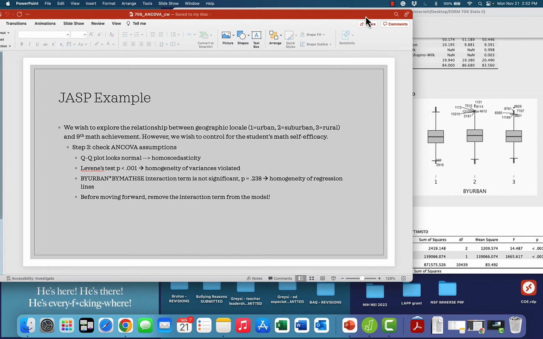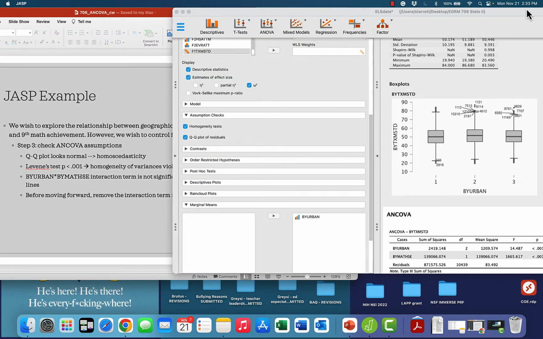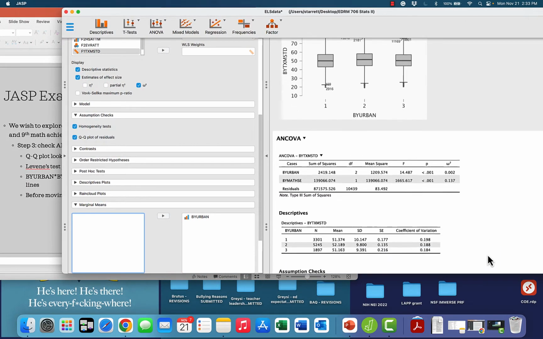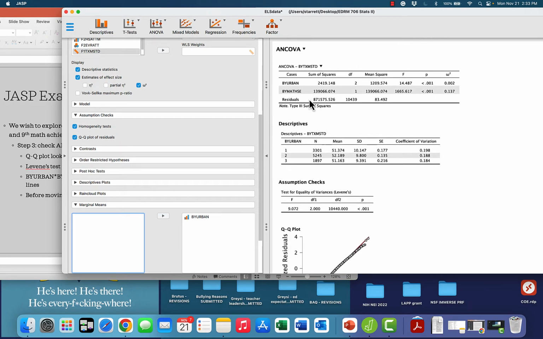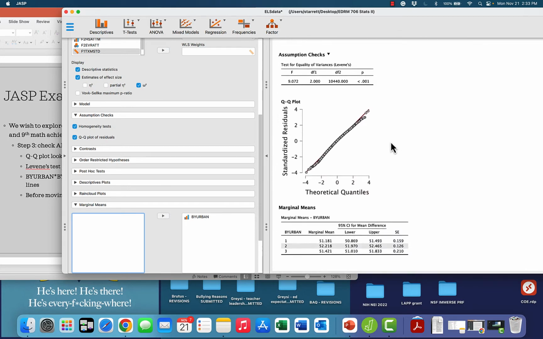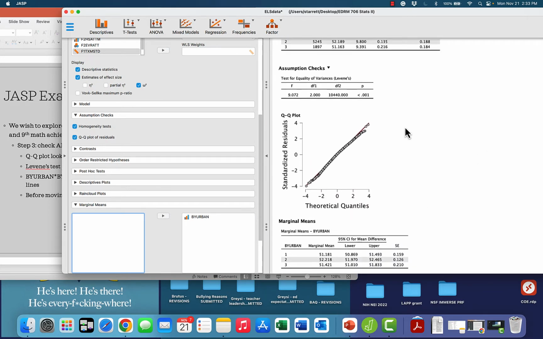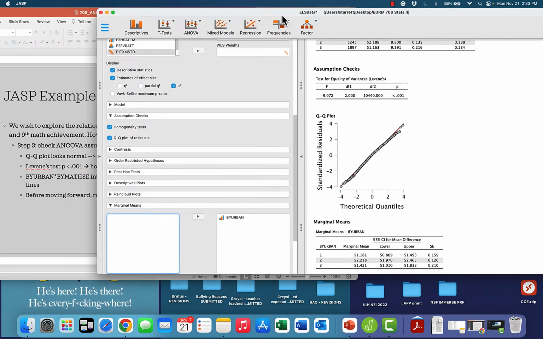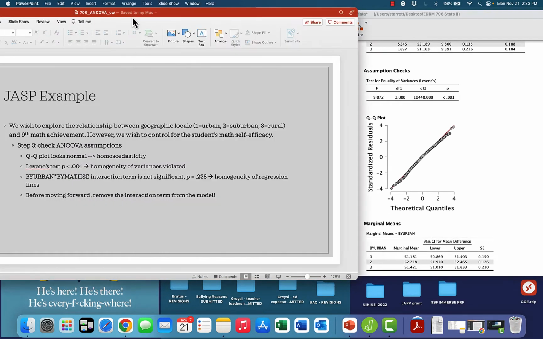All right, so let's take a look at our output. We've got our ANCOVA results here: our ANCOVA table, our descriptives table, our assumption checks, our QQ plot, and our marginal means. Let's start with our QQ plot, and we see that this is perfectly well aligned with the diagonal, and so we do have homoscedasticity.